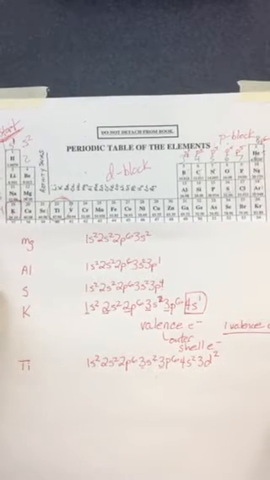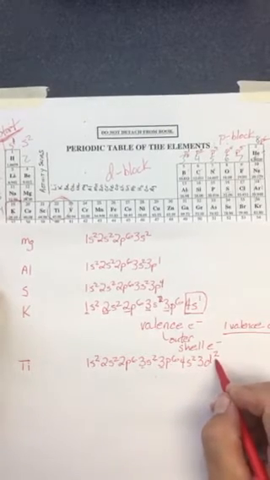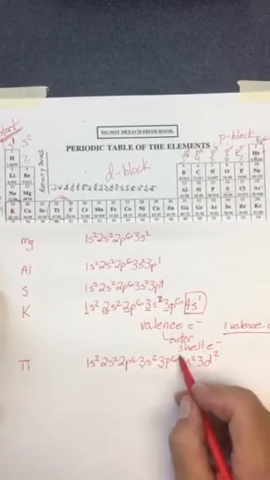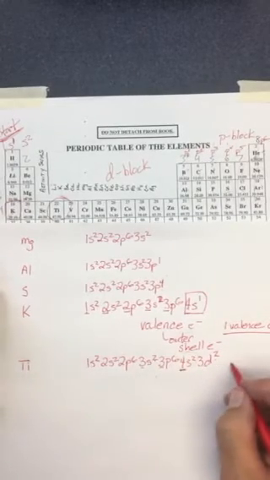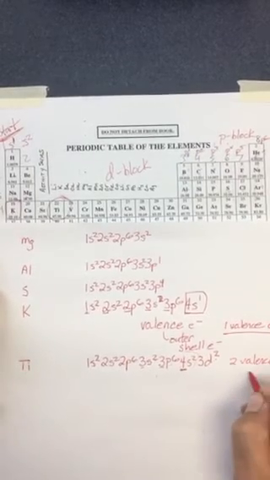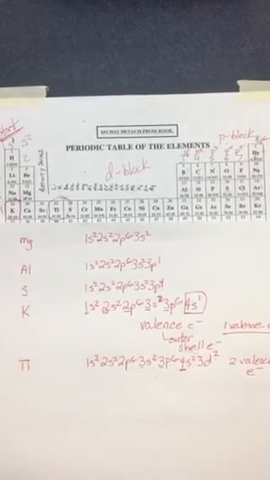How many valence electrons do we have? A lot of you are thinking 2, but it's not. Your outermost shell is 4. How many electrons do we have in this 4th energy level? We have 2. So this has 2 valence electrons. This is going to be important later when we talk about chemical bonding.